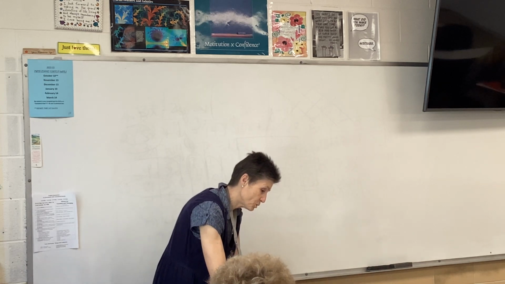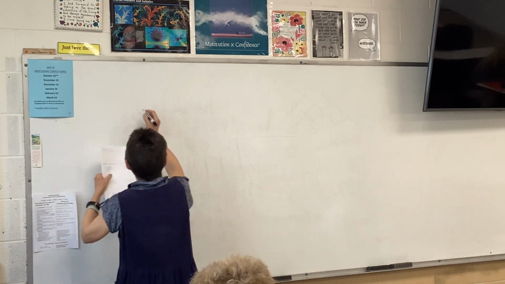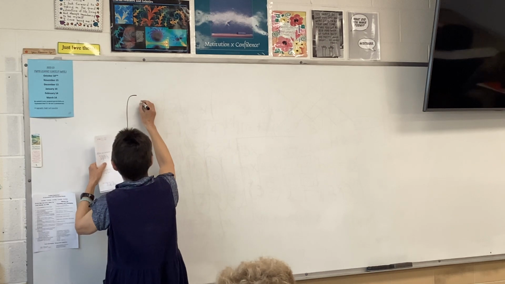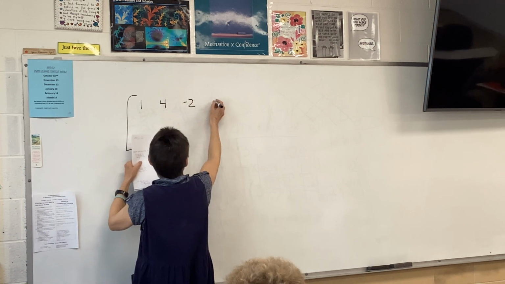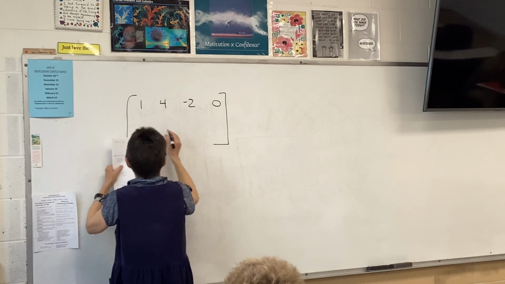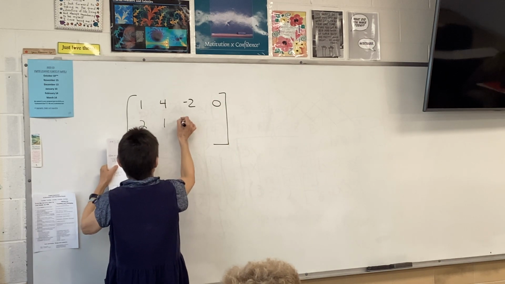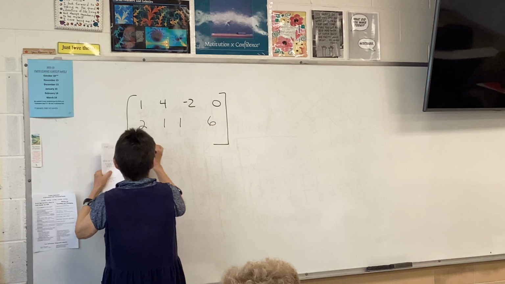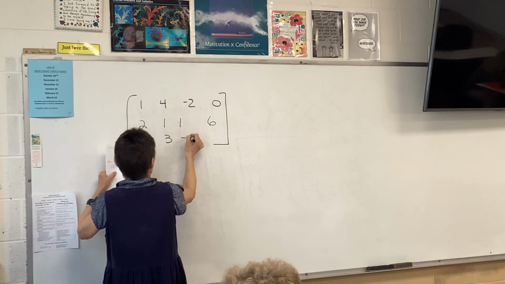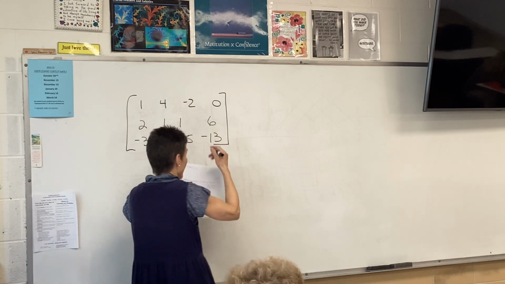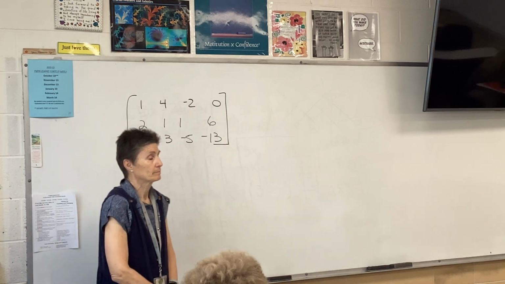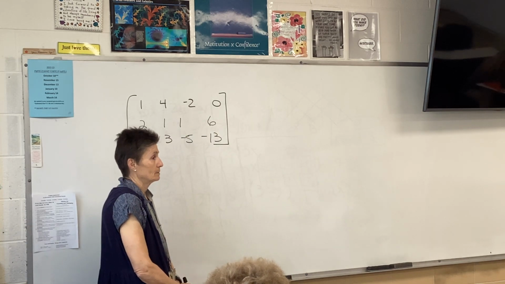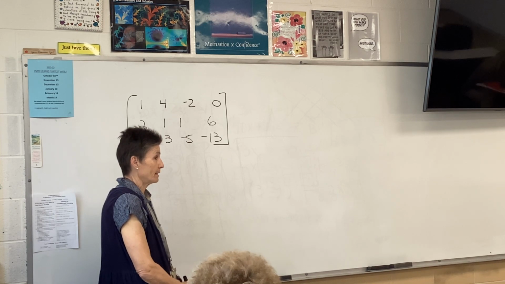So for problem 2, the matrix that I put in will be 1, 4, negative 2, 0, 2, 1, 1, 6, negative 3, 3, negative 5, negative 13. So write that matrix down. That's the matrix that you're going to put in.